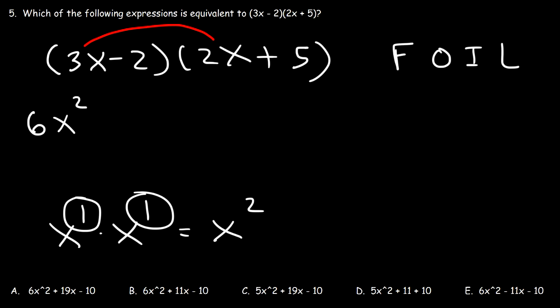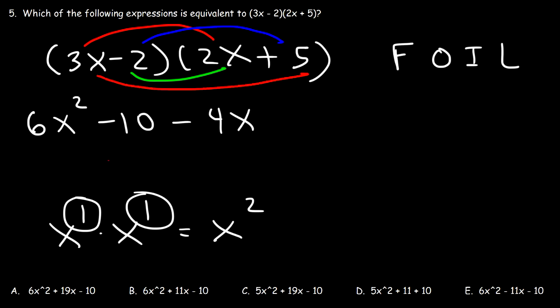And then we need to multiply the 2 on the outside. So negative 2 times 5, that's negative 10. And then the 2 on the inside, negative 2 times 2x, that's negative 4x. And then the last one that we're missing, we didn't do 3x times 5 yet. So 3x times 5, that's 15x.